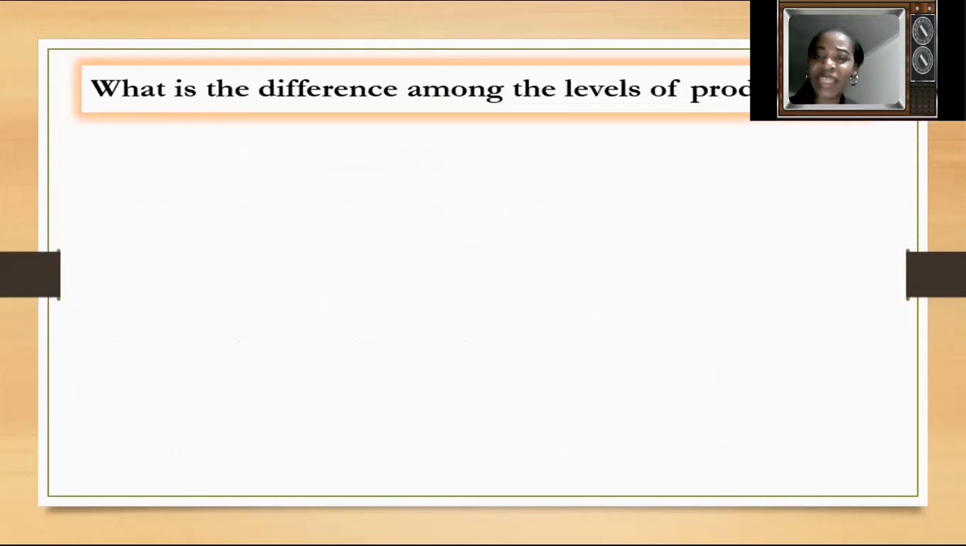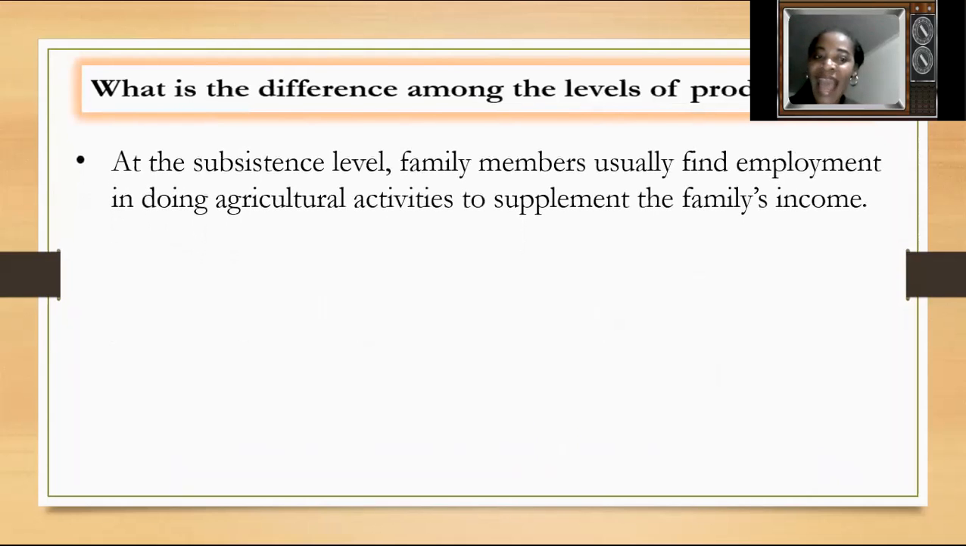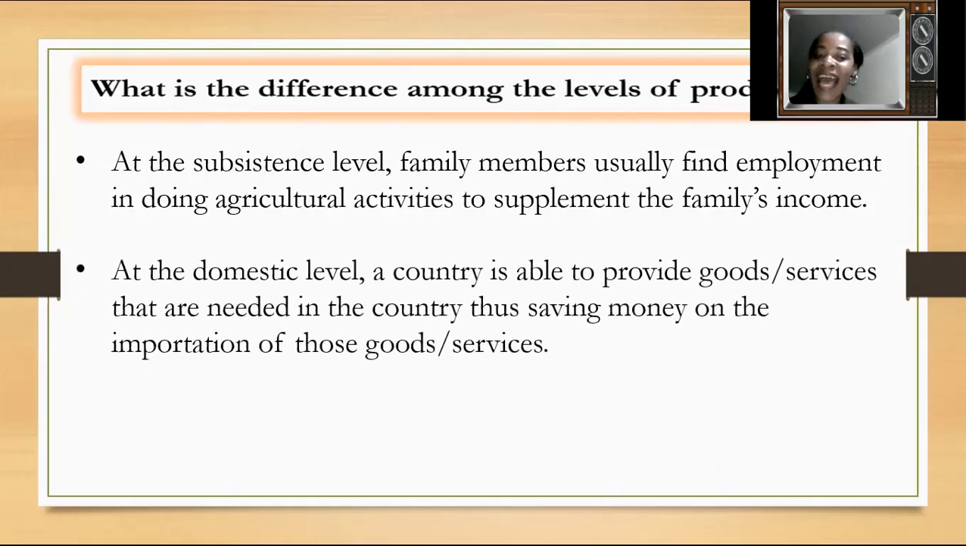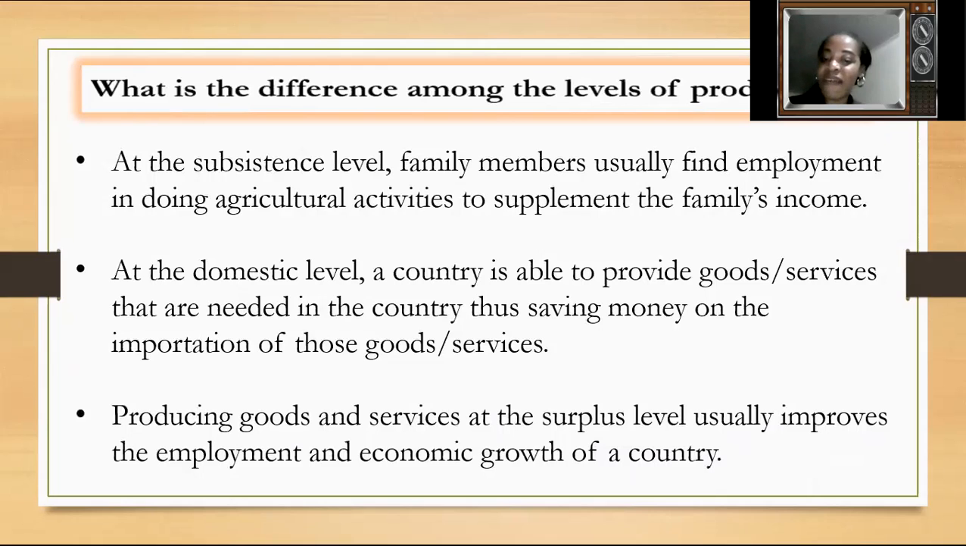What is the difference among the levels of production? At the subsistence level, family members usually find employment in doing agricultural activities to supplement the family's income. And at the domestic level, a country is able to provide goods and services that are needed within the country, thus saving money on the importation of those goods or services. And producing goods and services at the surplus level usually improves the employment and economic growth of a country.